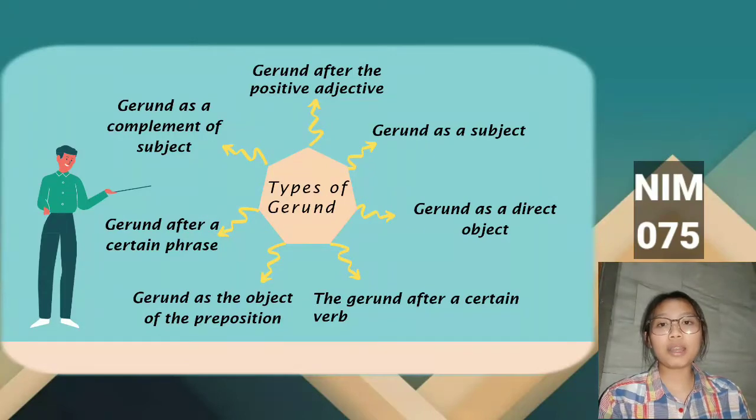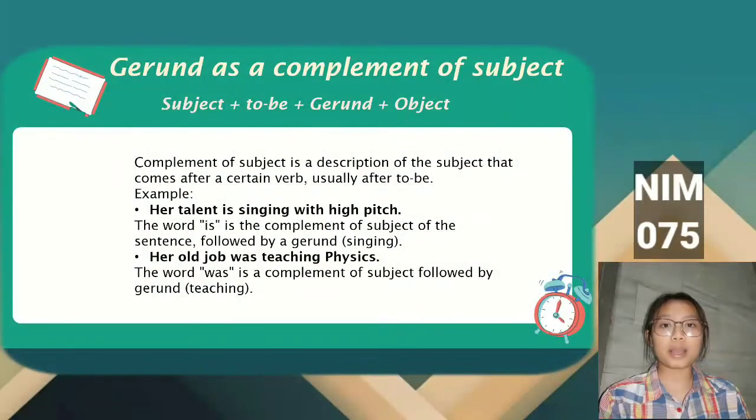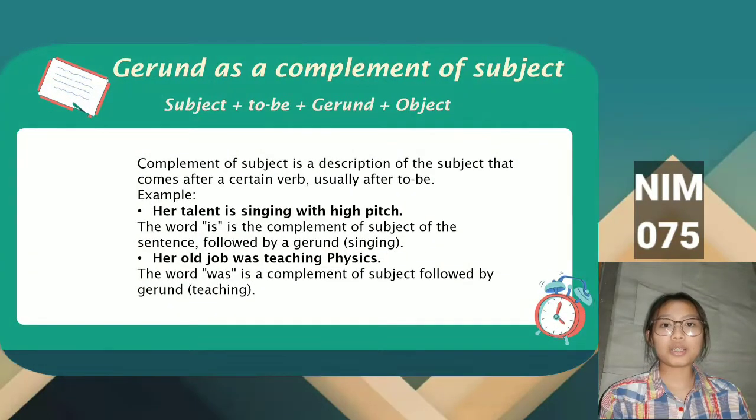Number 4. Gerund as a complement of the subject. Complement of the subject is a description of the subject that comes after a certain verb, usually after to be. The pattern is subject plus to be plus gerund plus object.